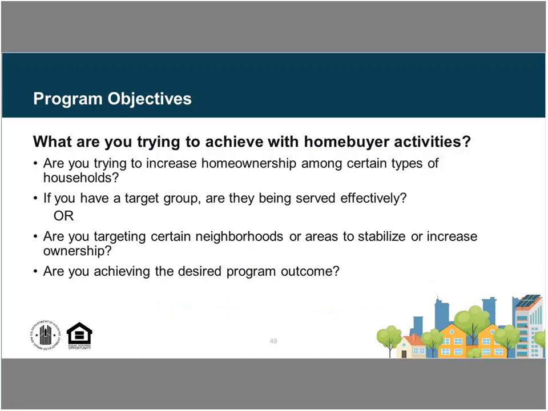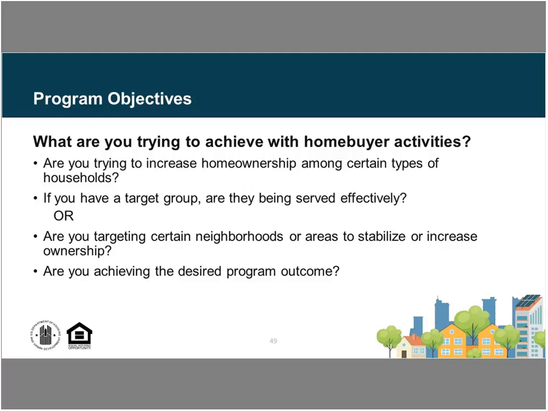This first one, the program objectives. Is your program meeting its goals? Have your program goals changed? Are there changes that are needed to staff or to operations to be more efficient or effective? For our homebuyer development activities, what are we trying to achieve? Are we trying to increase homeownership among certain types of households? A lot of homebuyer programs are set up to target directly 65 to 80% AMI. They're usually ready and bankable.